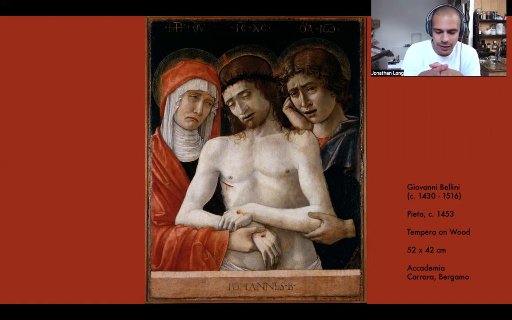Now we do have this painting as a signature on the parapet in the front, Johannes B, which is the Latinized name of Giovanni. Okay, so Johannes, he's written his name in Latin there, and B for his surname. So this is a really, really amazing independent work.